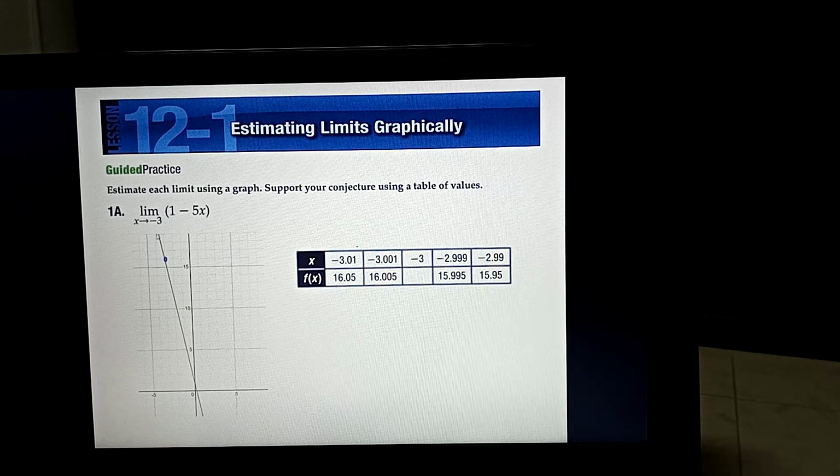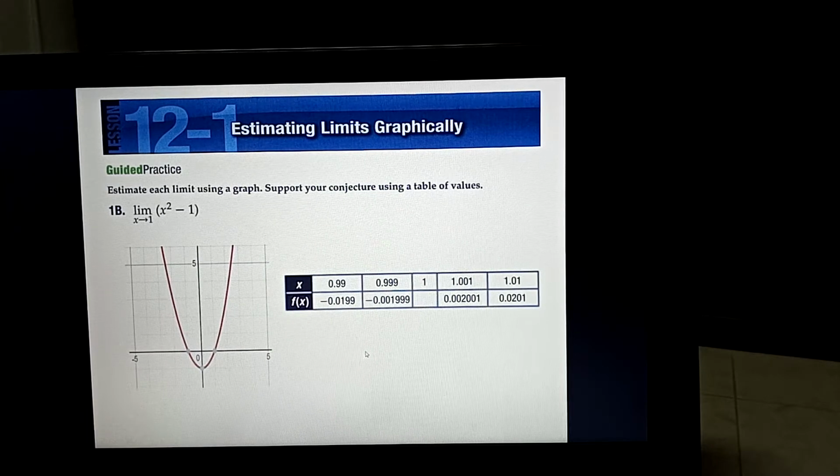Walk with the line from the left. Look, I've reached negative 3. What is my height now? 16. If I walk with the line from the right, I'm walking to negative 3. What is the height now? 16. Since the limit from the left is equivalent to the limit from the right, both of them give us 16. It means the limit of the function is 16.